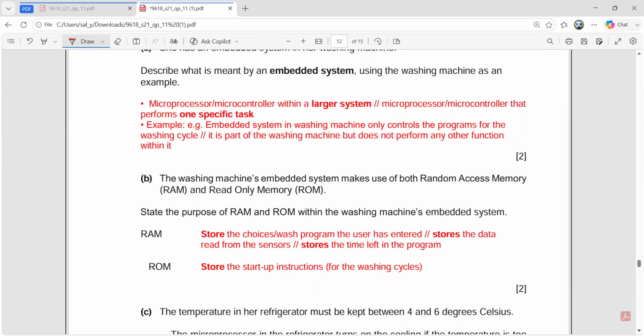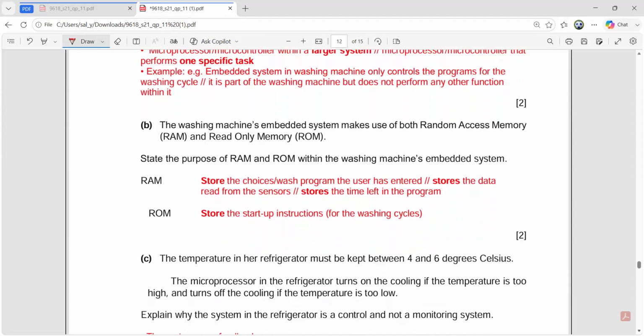So what is stored in the washing machine's RAM? It is storing the choices, or it is storing the washing program that the user has entered. It is storing the data that is read from the sensors, or it is storing the time left in the program. So out of these points, if a child has written any of these, he will be able to score the marks. And ROM is storing the startup instructions or the booting instructions for the washing cycles. In this manner, 2 out of 2 are yours.